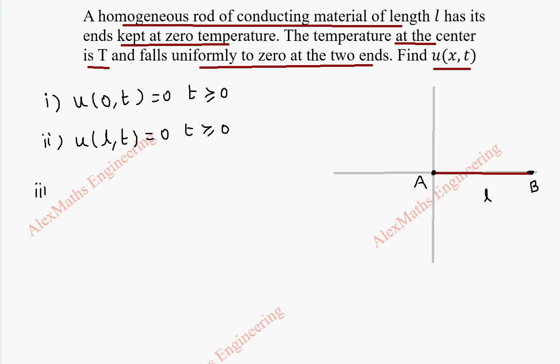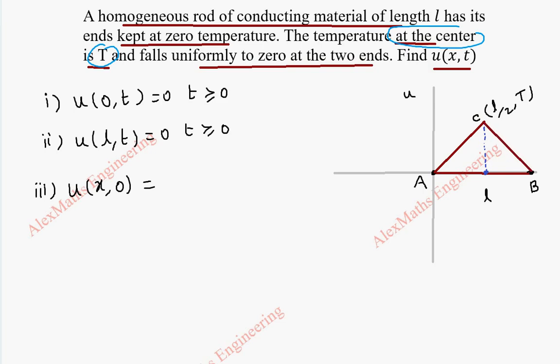Now the third condition is U of x comma 0, that is as per the condition at the center the temperature is T. So if I take here the temperature at the center, it means here is the center L by 2. So the temperature is T. So we have a diagram like this. So like this, here the temperature is T. So we can mark this point as C and it is L by 2 comma T. And again it gradually falls to 0 on both the ends. So again it has to come like this.